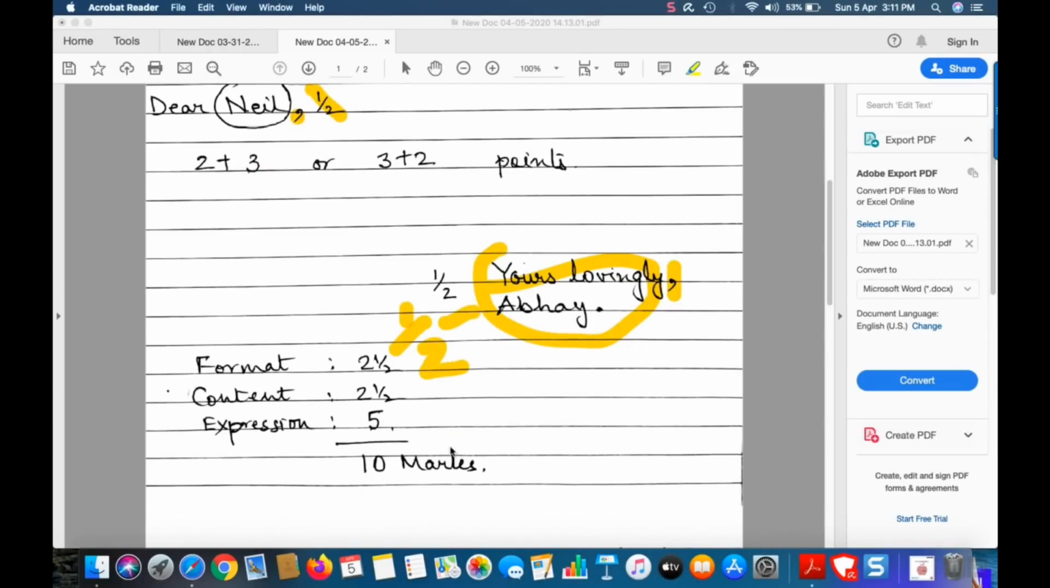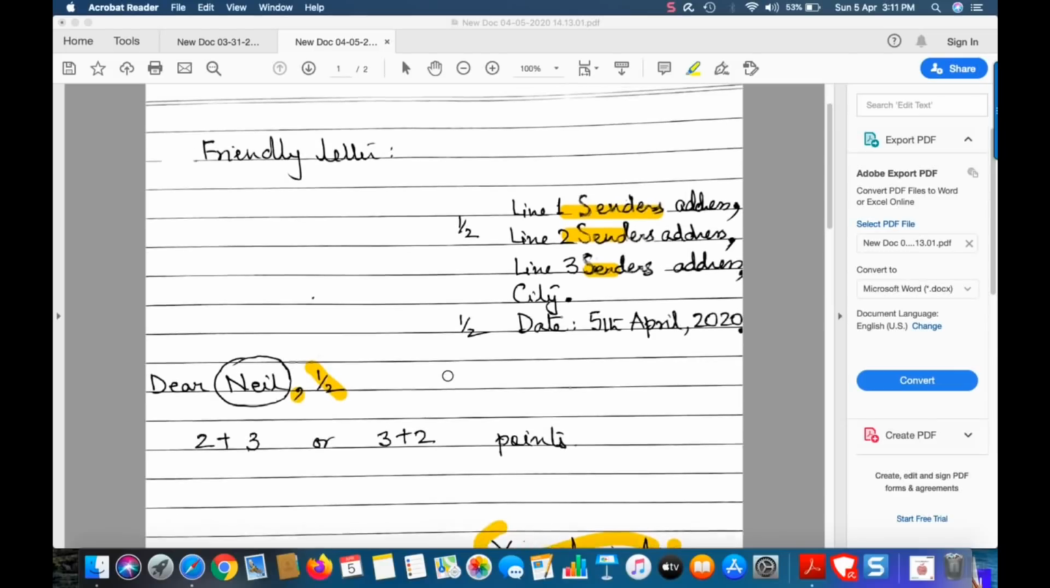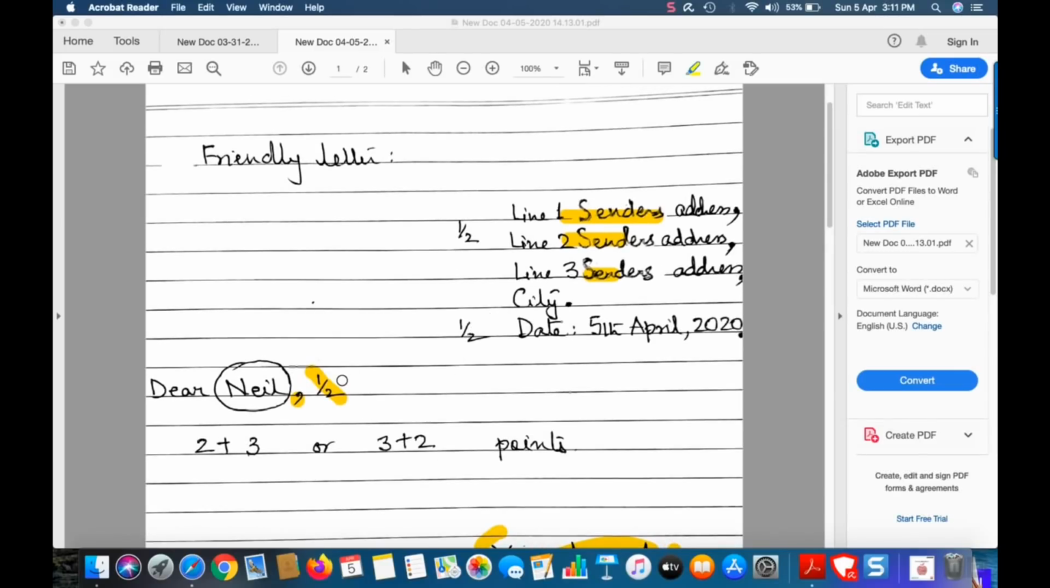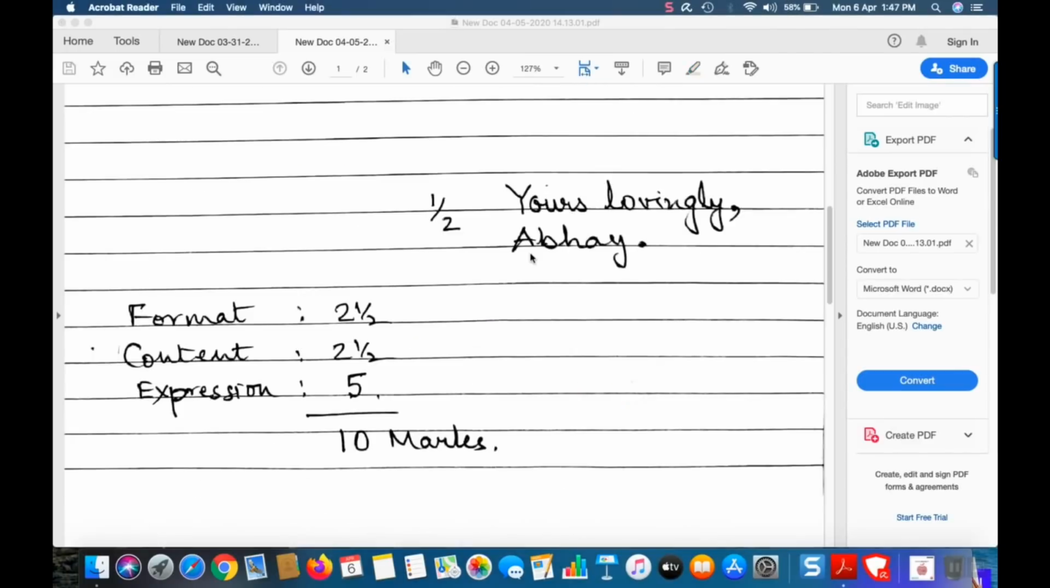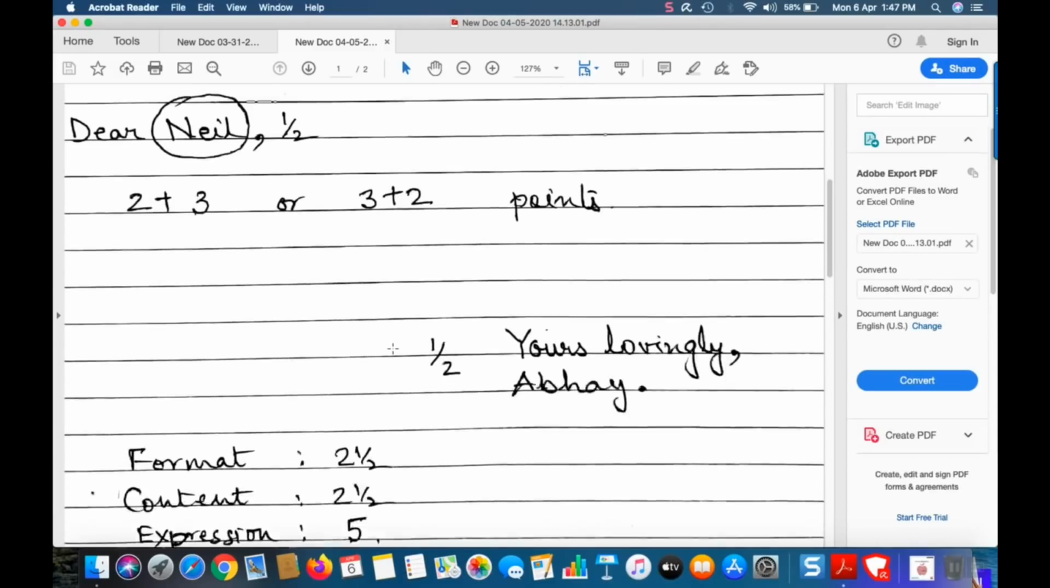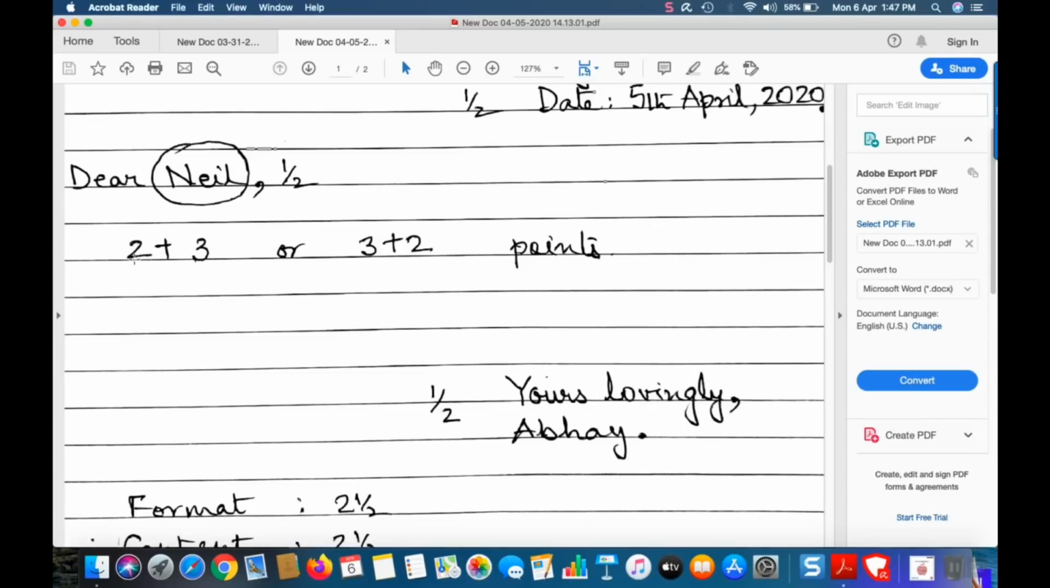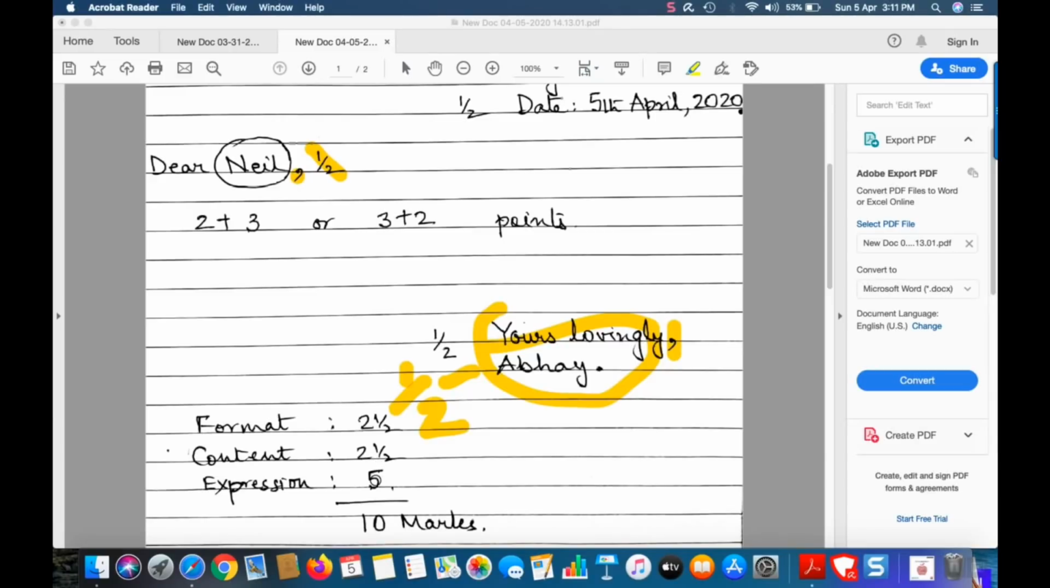Now coming to the breakup of marks in this letter. Now the format is of 2.5 marks. I'll just show it to you. This is half, this is half, this is half, this is half and another half. Next is the content of the letter which is of 2.5 marks. Now this is basically where I have explained earlier you will write 2 plus 3 or 3 plus 2 points. And expression. Now this expression is how you have expressed your points which you have written in your content.